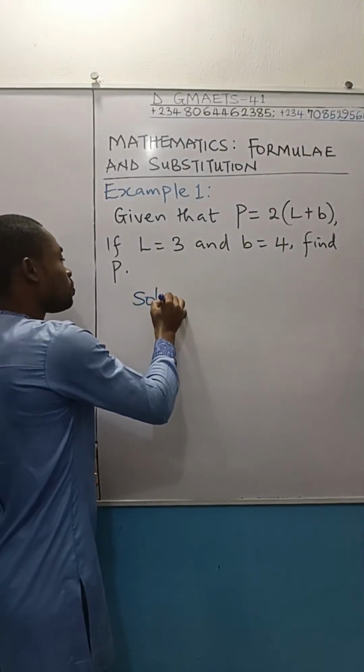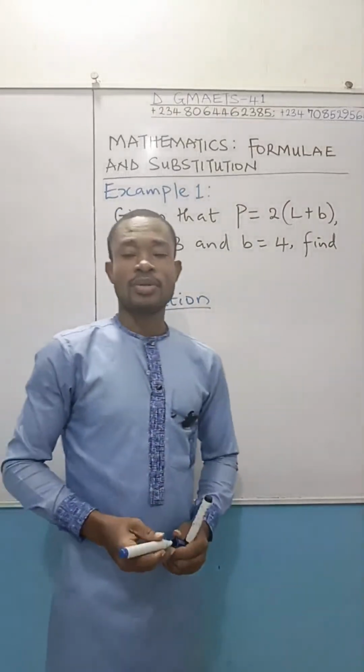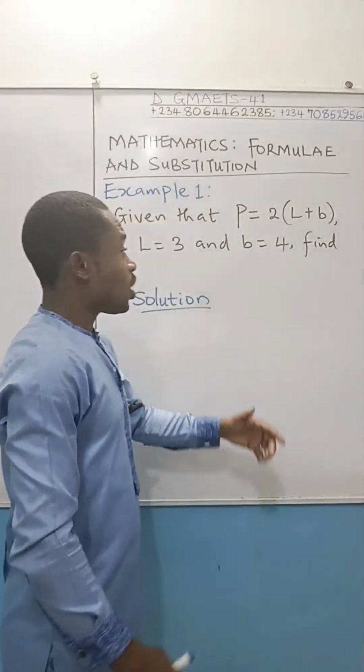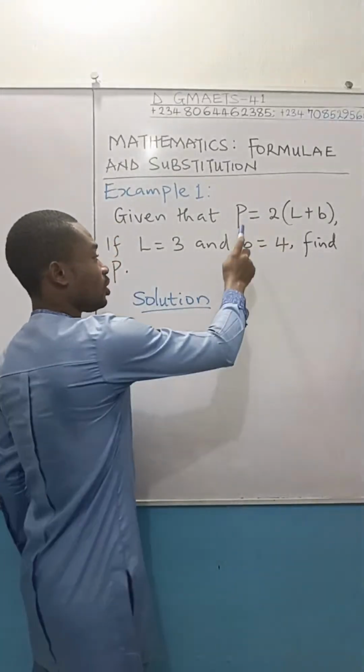How do we solve this problem that is on the board? It is very simple. Now, from the question, we've been given this formula. We have this formula here.